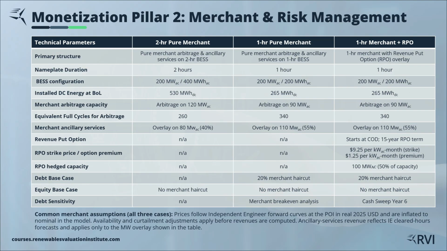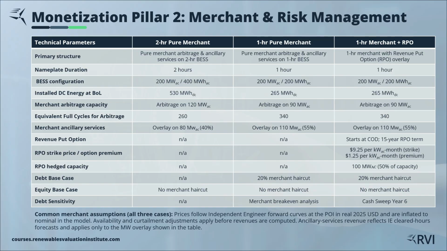We are still in monetization pillar 2 of the case study, now in the right-hand column, 1-hour merchant plus RPO. We assume a 1-hour 200 megawatt BESS and we split capacity as follows. 55% of the AC capacity is allocated to merchant auxiliary services, and 45% is allocated to merchant arbitrage. So the project is still fully merchant in terms of revenue sources, arbitrage plus auxiliary services.